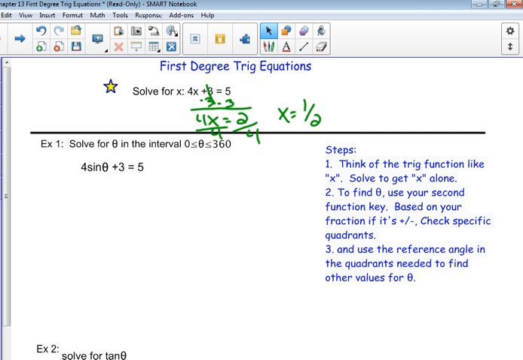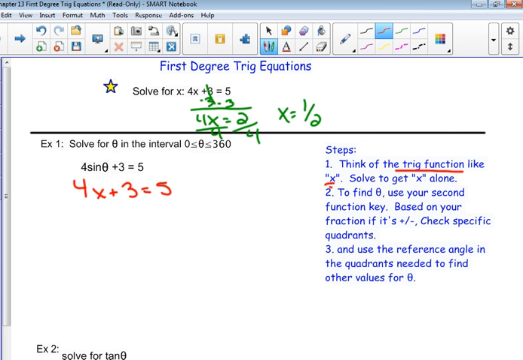They just look tougher. And one thing is, here we have only sine. What we could do is think of the trig function like x. So if you change this, it would be 4x plus 3 equals 5. How would we solve this? Yeah, minus 3. We have 4x equals 2, divided by 4, and then x would still be 1/2.